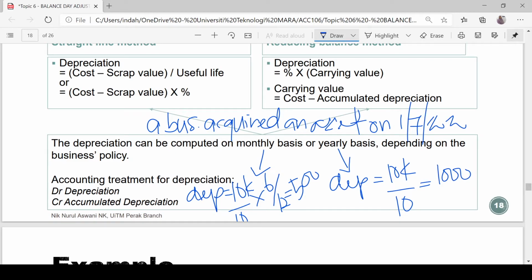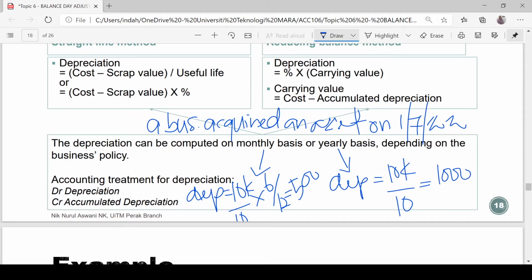Since 1st July to 31st December, it equals 6 months: July, August, September, October, November, December. So 6/12, because we divide by 10 years. The amount that we calculate, 1,000, is for 1 year. So if you are using monthly basis, then you have to apportion that amount depending on the number of months.